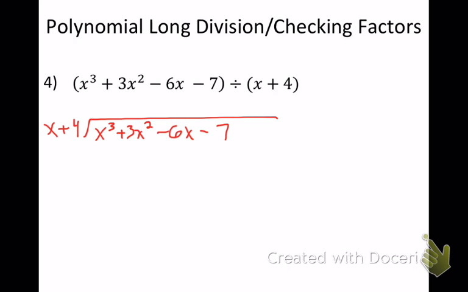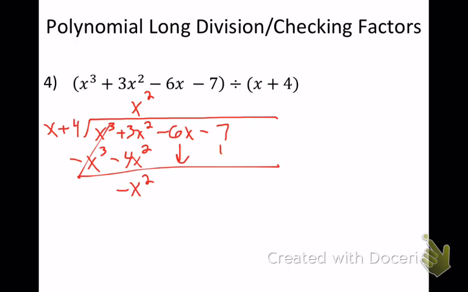Okay. How many times is x going to x cubed? X what? Squared, right? Nice job. So I get x squared, and then I'm going to multiply back. X squared times x is x cubed. X squared times 4 is 4x squared. And then I subtract. So I get negative x squared, and I bring down my other terms.